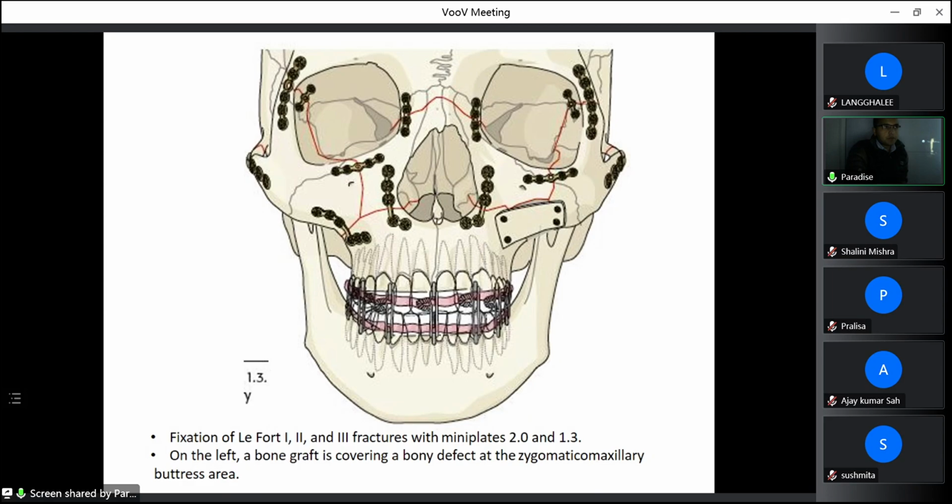Reconstruction plate is never placed in mid face. It is only for mandible. In all the thin areas, you have to put a 1.5 mm system. As the zygomatic arch is thick, you can use 2 mm plate in case of zygomatic arch.